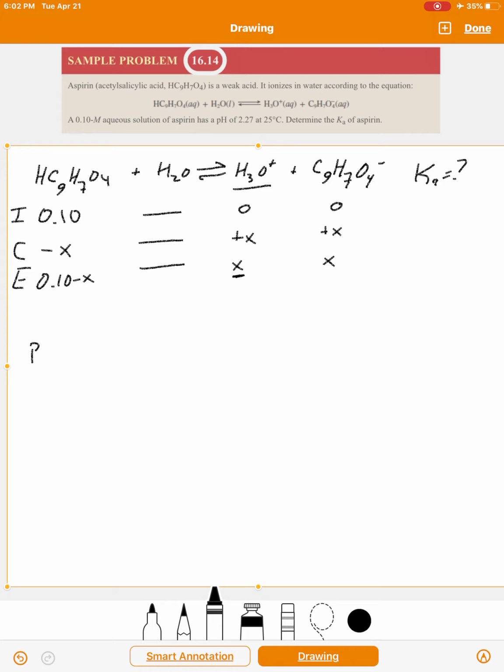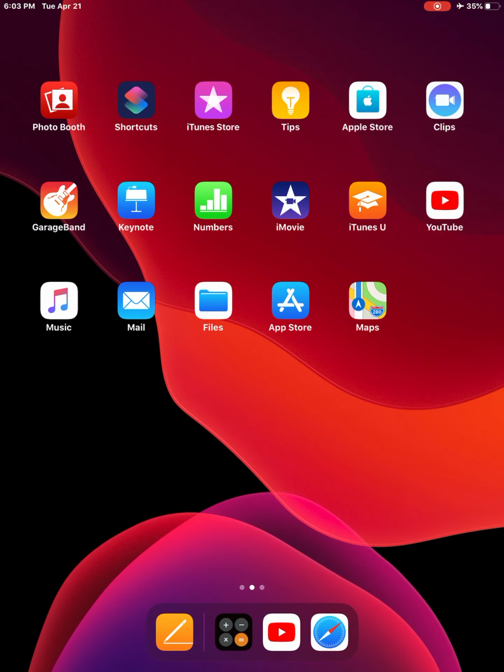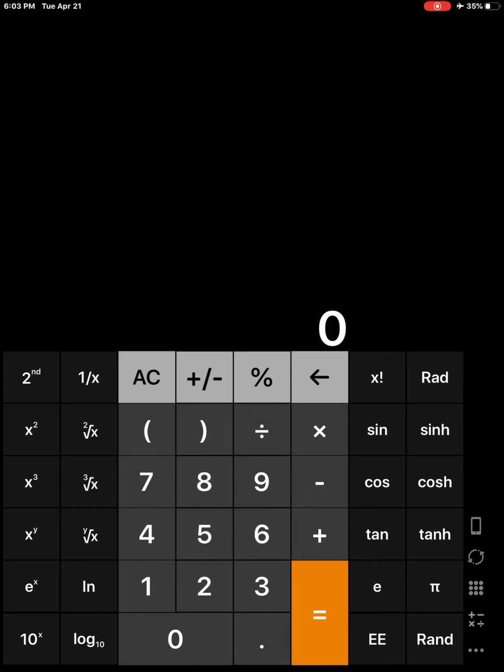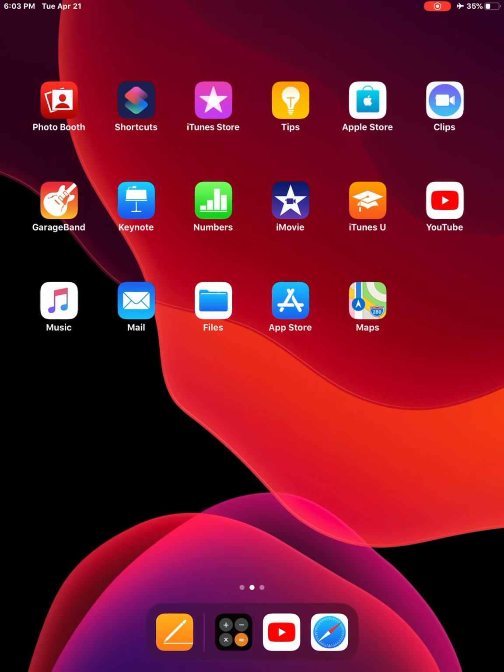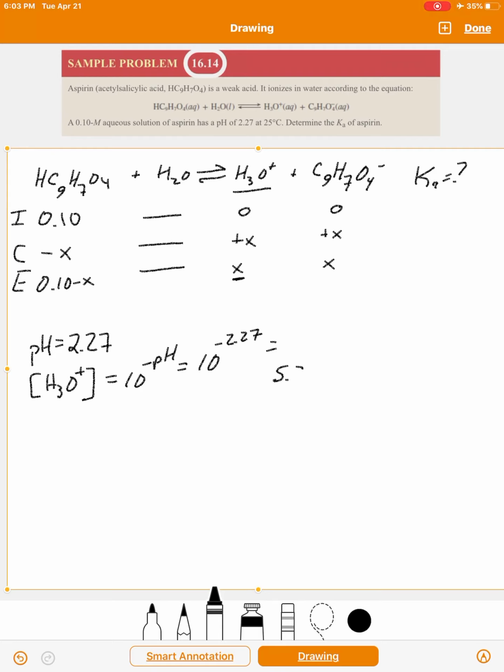They tell us the pH is 2.27. So from that, we can determine the hydronium concentration. 10 to the minus pH, which is 10 to the negative 2.27, gives 5.37 times 10 to the minus 3. There's our hydronium concentration. That's equal to X. So not only is that number here, it's also here and here.